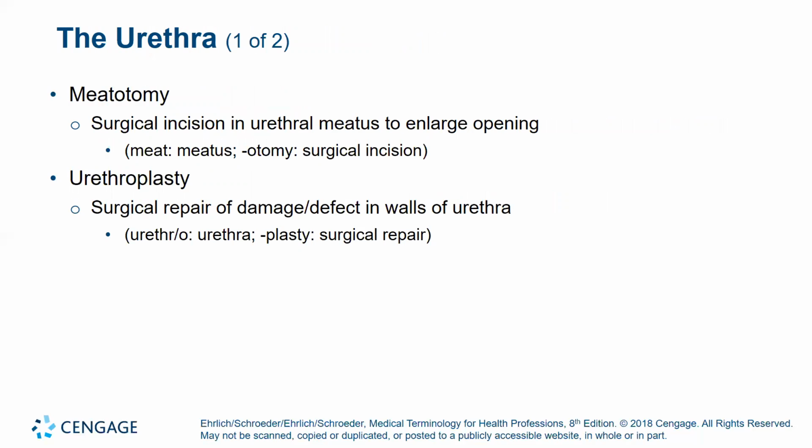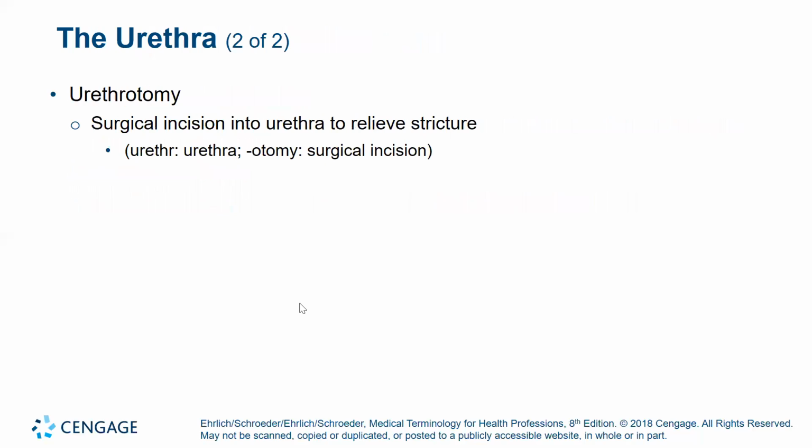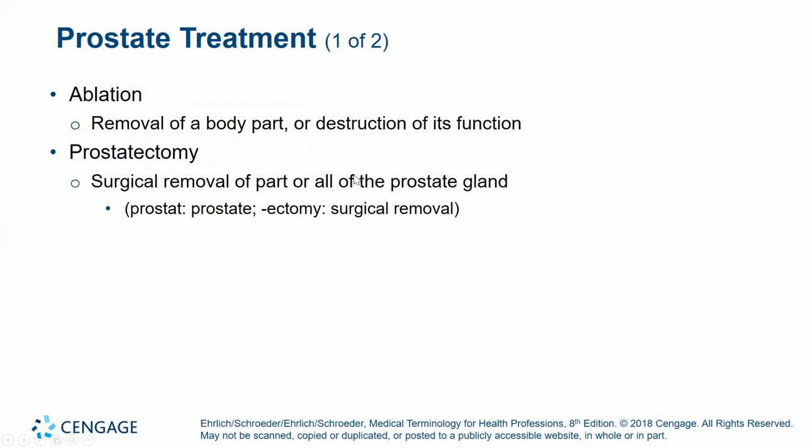The urethra, so let's take a look at our medical terms for this. Meatotomy is just surgical incision in the urethral meatus. That's to enlarge opening. So meat is meatus, otomy is a surgical incision. With the urethroplasty, it's surgical repair of the urethra. Urethrotomy, surgical incision into the urethra to relieve stricture. So looking at this term also, we can break this down. Urethra is urethra, otomy is surgical incision. So it's surgical incision of the urethra.